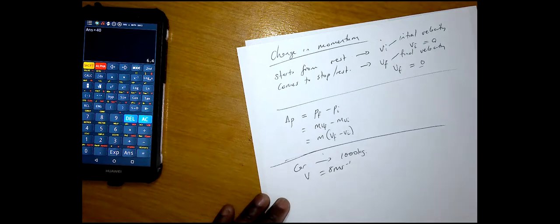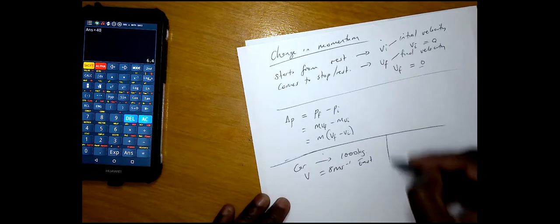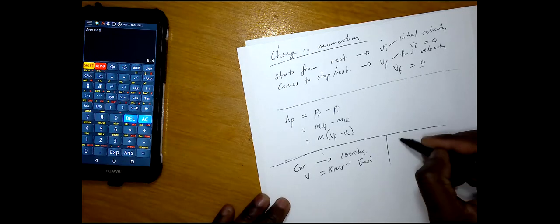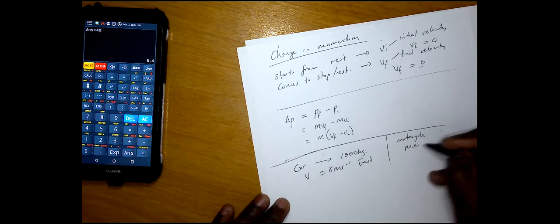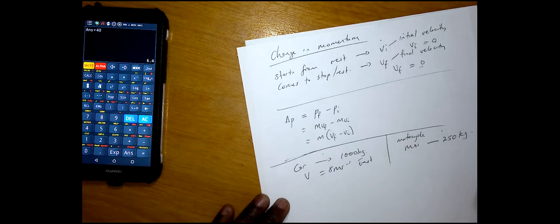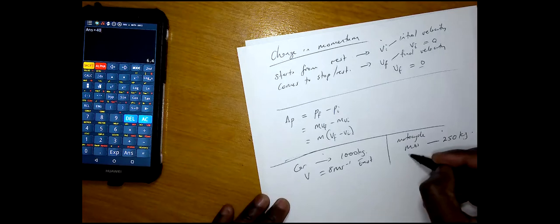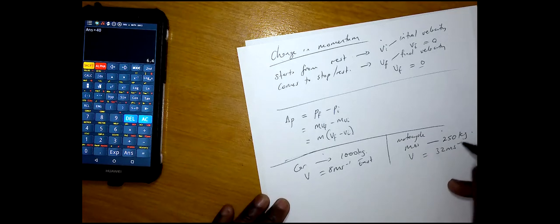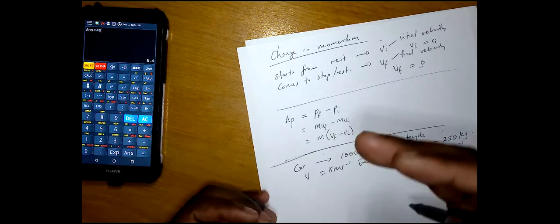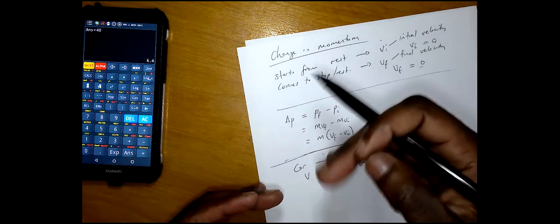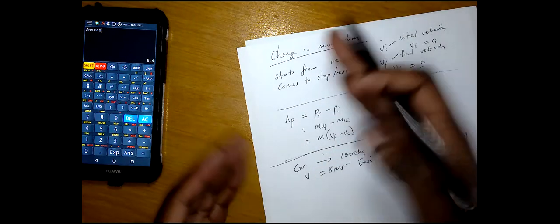Traveling east. Now we have a motorcycle also traveling east, but here the mass is 250 kg, and the velocity v is 32 meters per second. Remember, momentum, which we're trying to measure, indicates how difficult it is to bring an object to rest or to a stop.